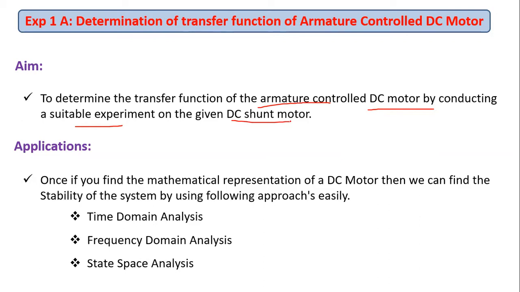What is the main application of this experiment? Once we know the mathematical modeling of a machine, whether it is a motor or a generator, once you know the mathematical representation of a DC machine, that is a DC motor, then you can analyze the system easily. You can find the stability of the system easily by using either time domain analysis, frequency domain analysis, or state space analysis.